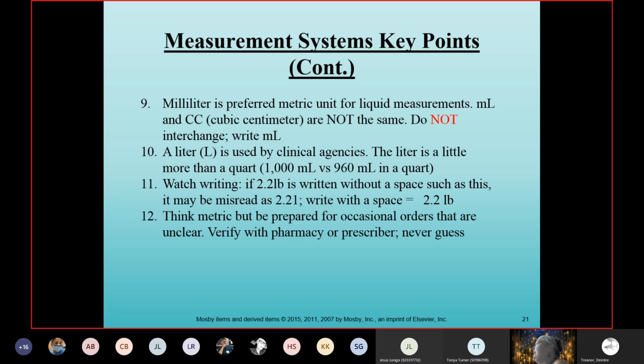So watch it. If you're writing 2.2 pounds without a space, it can be misread as 2.21. So you want to make sure you leave a space. I think it's outdated, Veronica, and it's not very exact. We've gone basically metric, so we've gone to the liter, milliliter. Always think in metric, but if you have an order that is not clear, call the pharmacy, call the prescriber. If you can't read it, make sure you're clarifying, because you do not want to make a mistake.